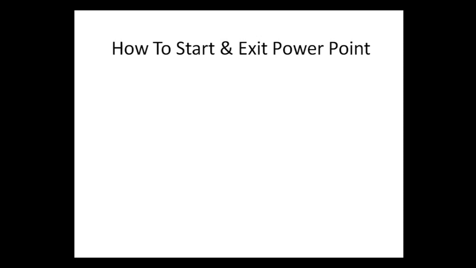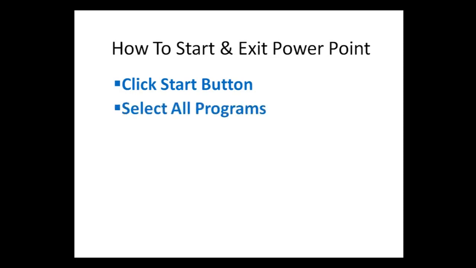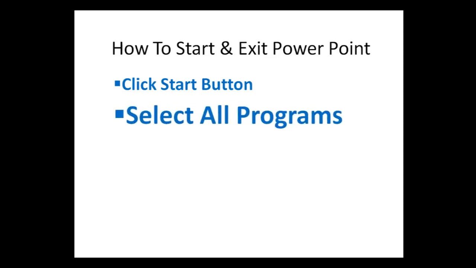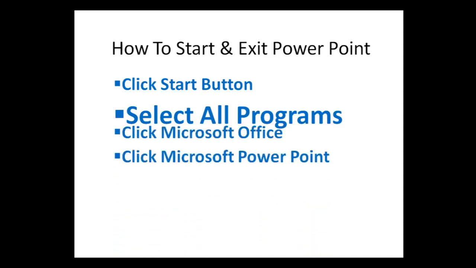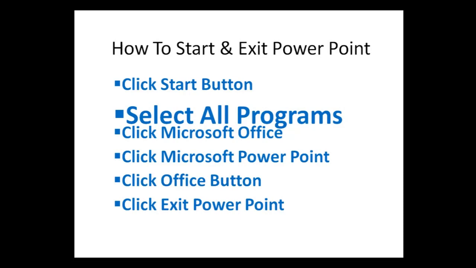Click. See how to start and exit PowerPoint. Click. Click start button. Select all programs. Watch the third one. Remember it has 2 emphases. That's this second one. Yes. Okay. Then select all programs and click again. Click Microsoft Office. Click Microsoft PowerPoint. Click Office button. Click Exit PowerPoint.